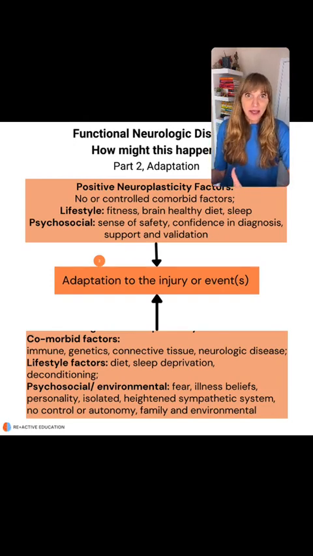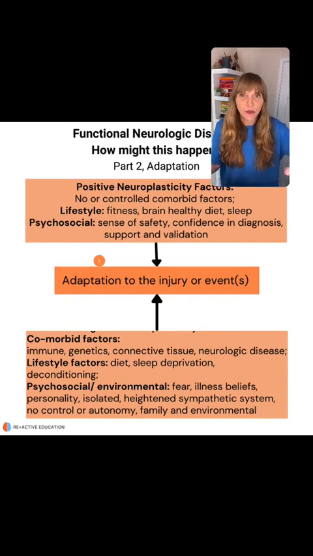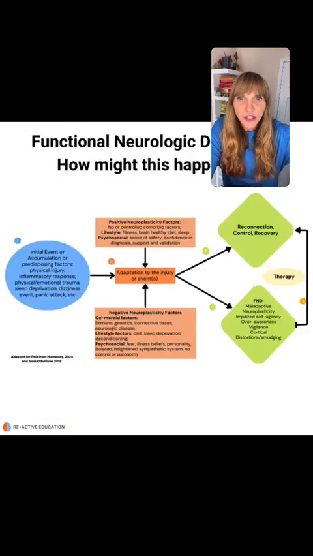But like some of the other neurologic disorders that maybe we understand better, there are some prognostic factors or things that contribute, right? So this is what we're looking at. What might contribute to that adaptation? So I'm going to go back here. So I'm just going to zoom out for a moment.